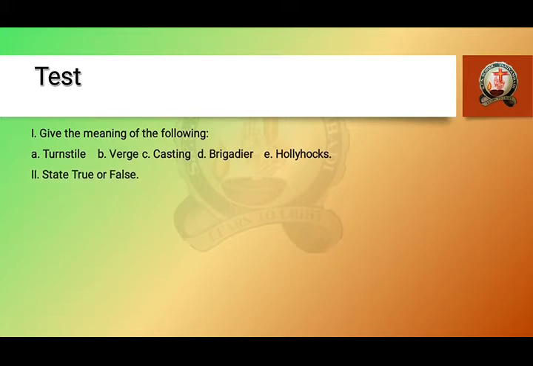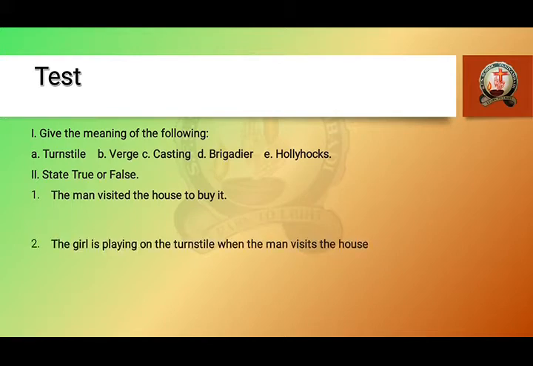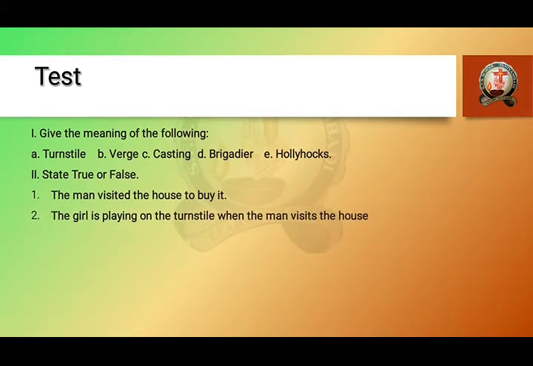And second section, you have to say true or false for the following statements. First statement, the man visited the house to buy it. Number 2, the girl is playing on the turnstile when the man visits the house. Number 3, he is the friend of girl's father.